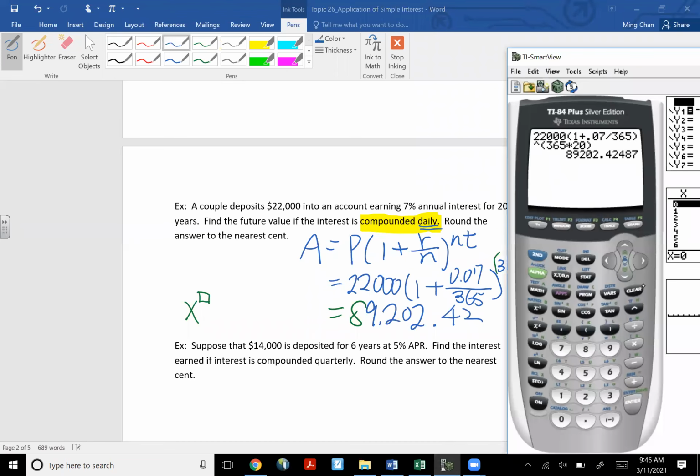So inside this $89,000, it still retains the 22,000. If you take the future value and subtract it, that tells you that this account earned you about $67,000 worth of interest.